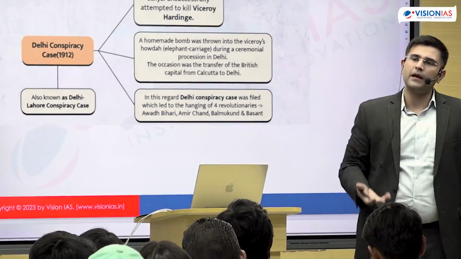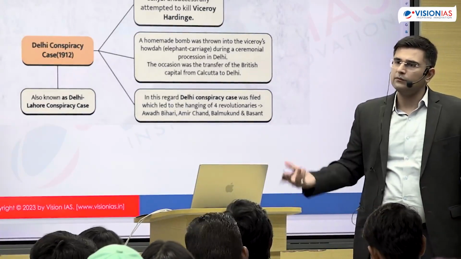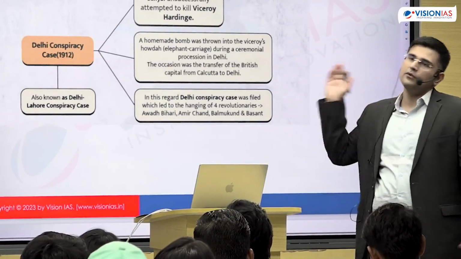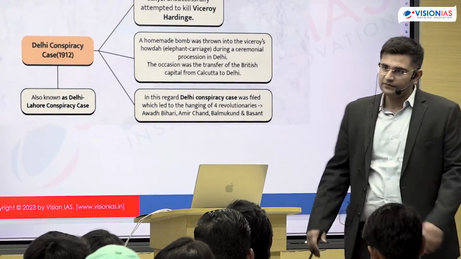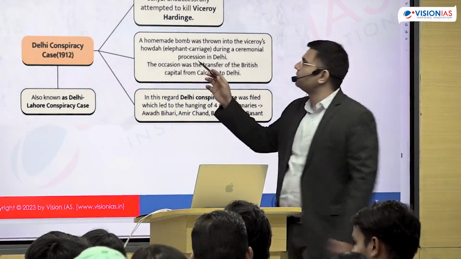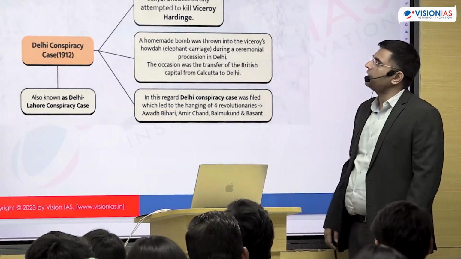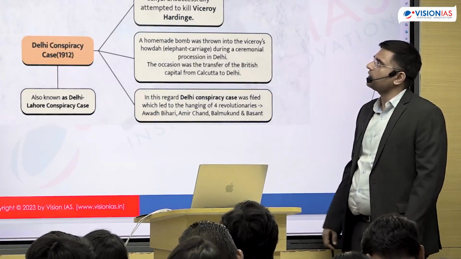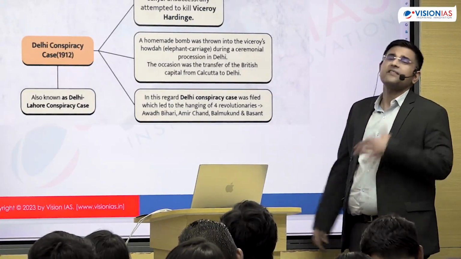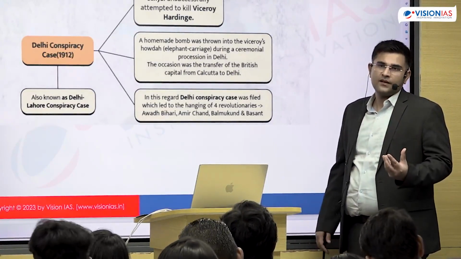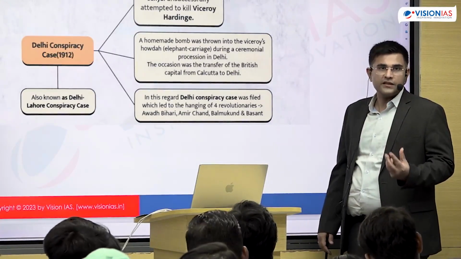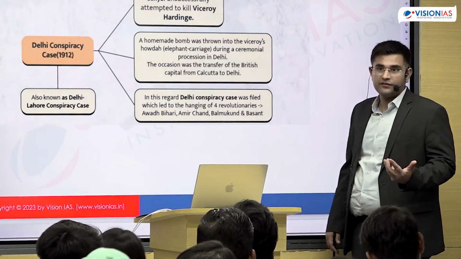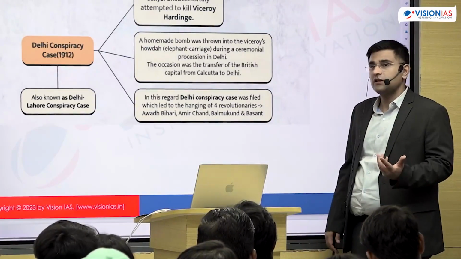Here in Chandni Chowk, in a balcony, Rash Bihari Bose, right, with a bomb, and on the elephant, Mr. Hardinge, right? So the bomb was thrown, but unluckily he survived, right? Anyways, a homemade bomb was thrown into the viceroy's elephant carriage during a ceremonial procession in Delhi. The occasion was the transfer of the British capital from Calcutta to Delhi, right? And he's the senior most person in India. The viceroy is the senior most person, right? So that means even that person is not safe. Look at the courage of Rash Bihari Bose, right?